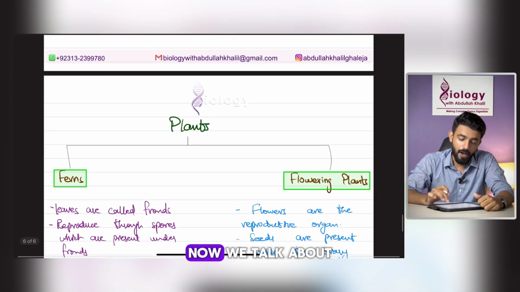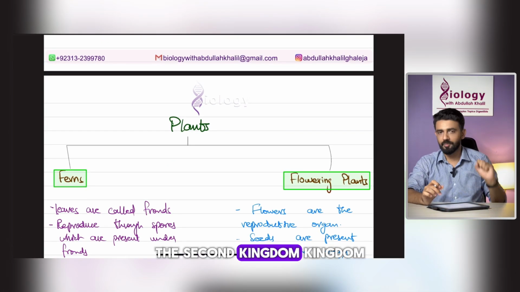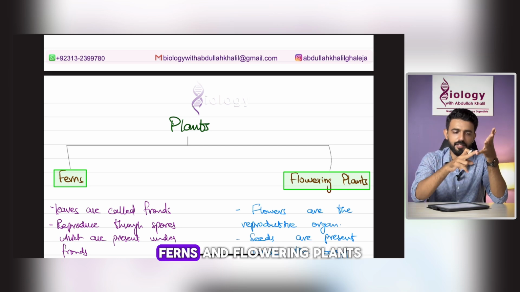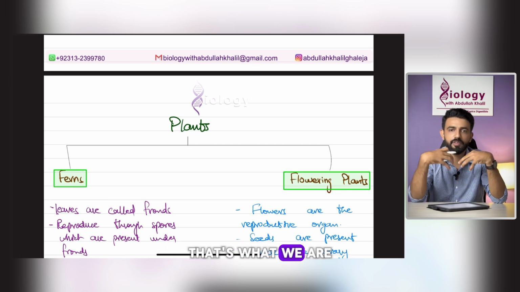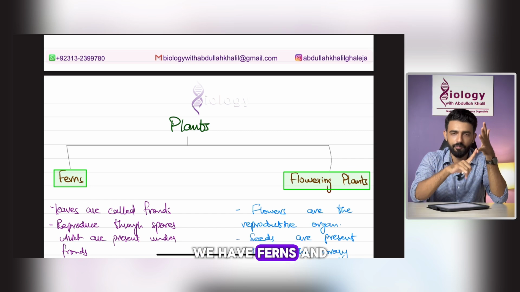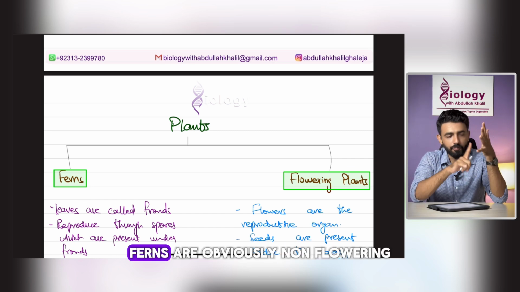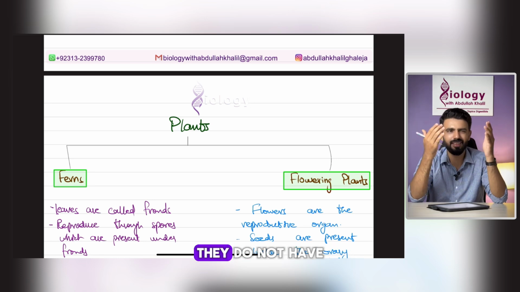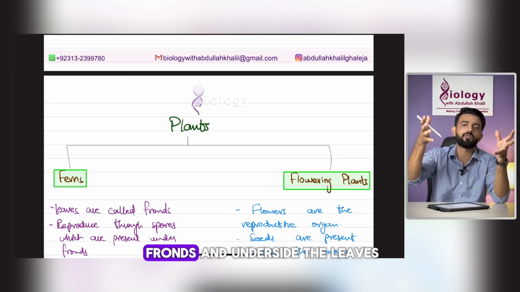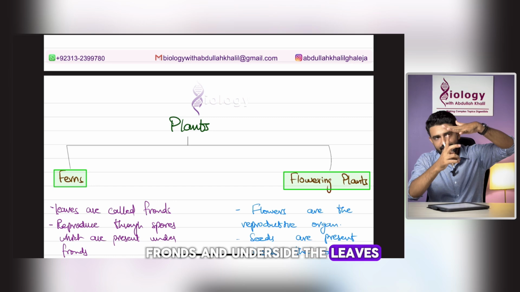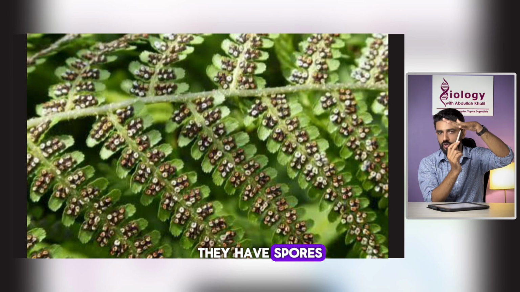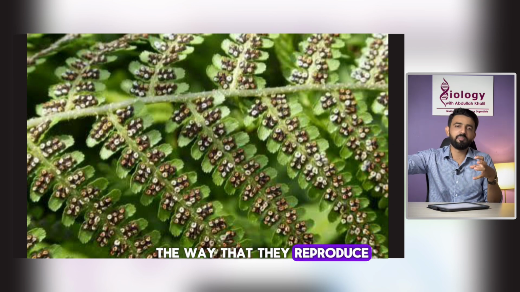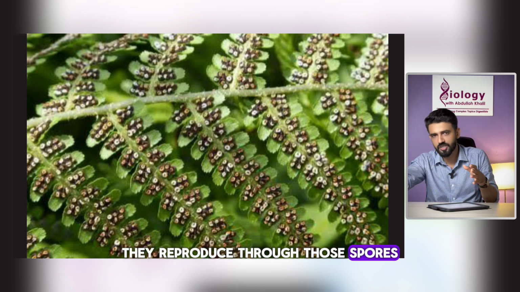Okay. Now we talk about the plants. The second kingdom. Kingdom plants has 2 main groups: ferns and flowering plants. That's what we are going to study for now. So we have ferns and flowering plants. Ferns are obviously non-flowering. They do not produce flowers. They do not have true leaves. Their leaves are called fronds. And underside their leaves, they have spores. These spores are basically the way that they reproduce. They reproduce through those spores.